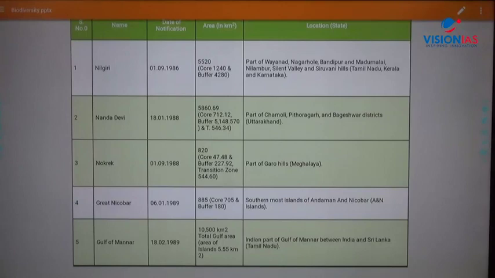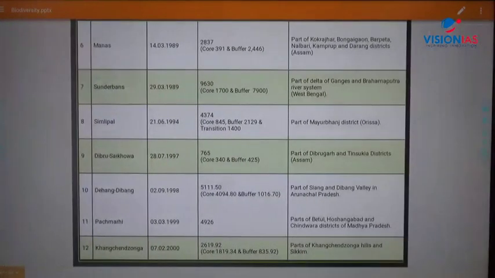Then the fifth one, Simlipal Biosphere Reserve. It is there on the screen. Simlipal Biosphere Reserve, announced by UNESCO in the year 2009, located in Mayurbhanj district of Odisha.